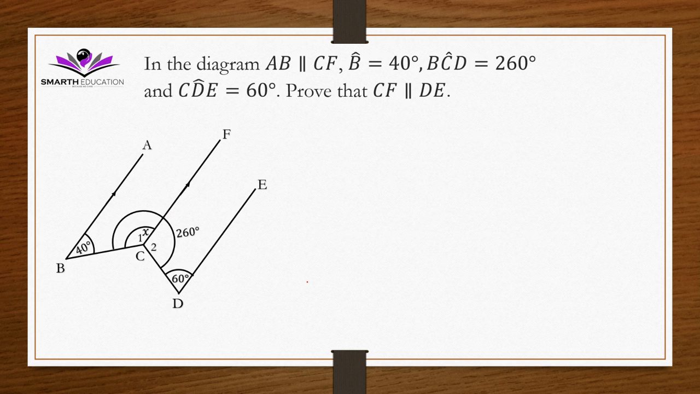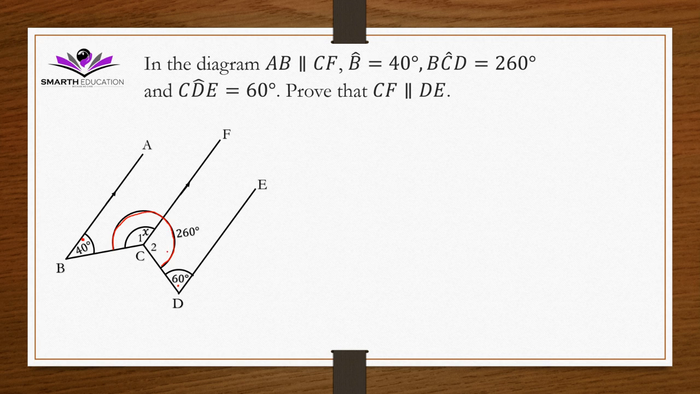In the diagram, AB is parallel to CF. Check if you can see those two lines, AB and CF there. Angle B is 40 degrees. This is the angle, which is 40 degrees. Angle BCD, the reflex one, this one, reflex angle BCD is 260 degrees. And angle CDE, this one, is 60 degrees. Prove that CF is parallel to DE.